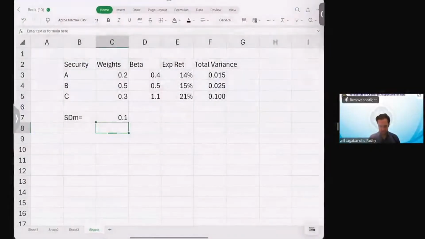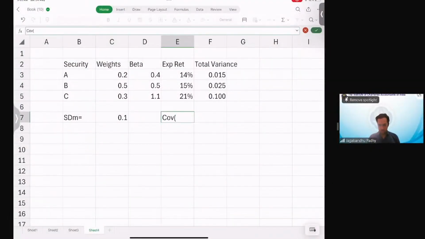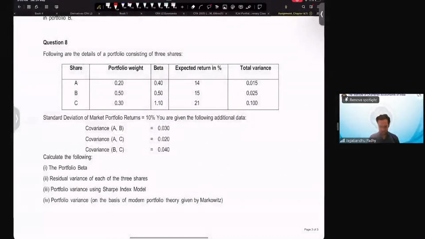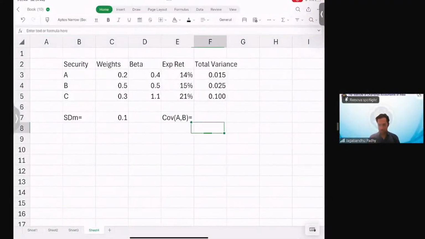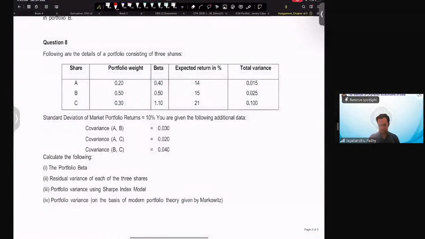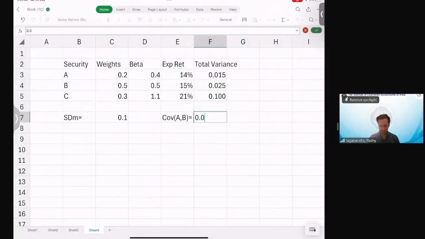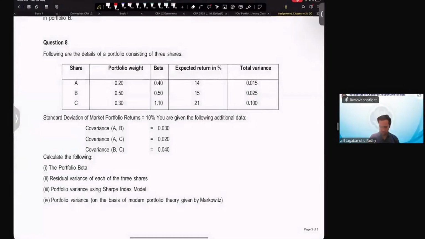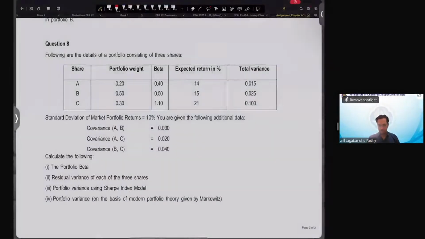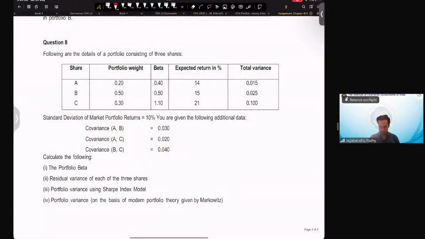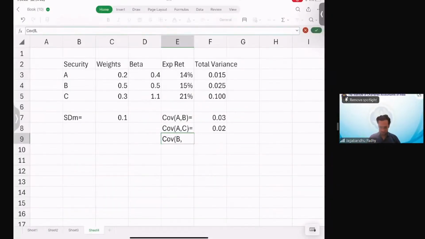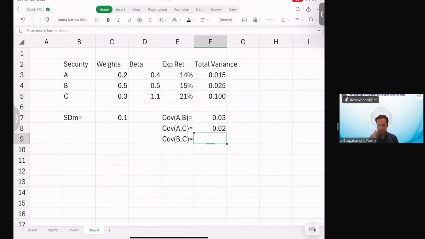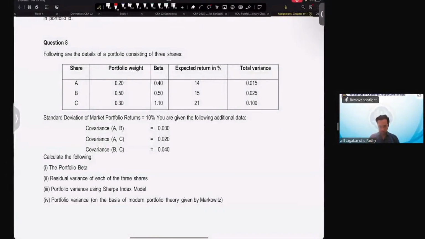Then we have information of covariance between A and B. Covariance between A and B is 0.030. Covariance between A and C is 0.020. And covariance between B and C is 0.040.